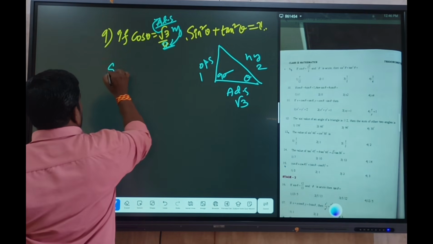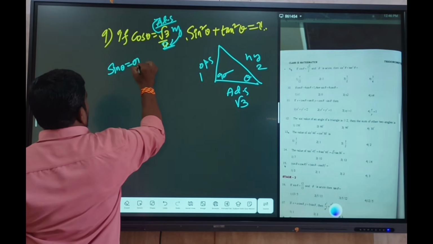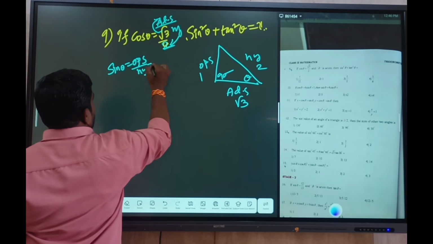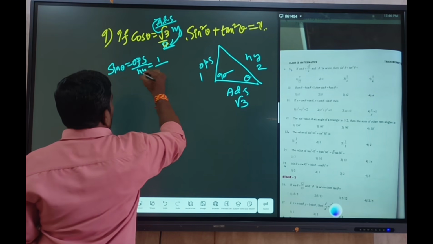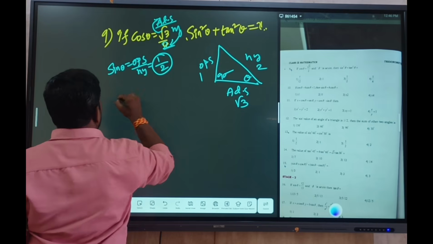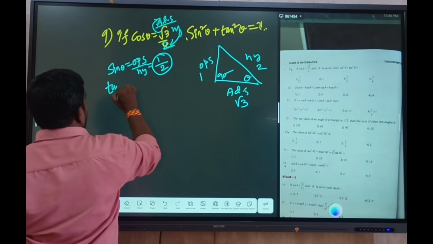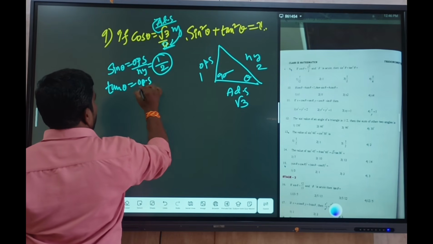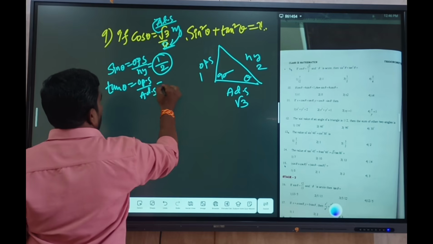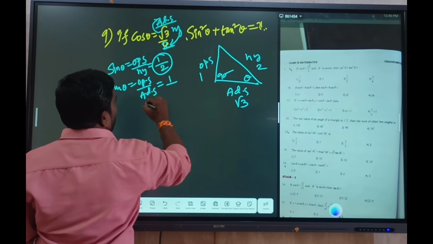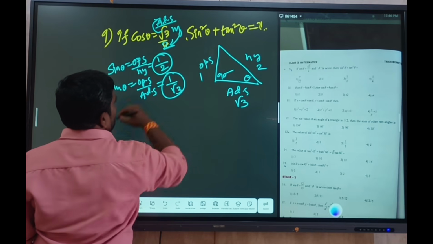Sin theta formula: opposite side by hypotenuse. Opposite is 1, hypotenuse is 2, so 1 by 2. Remaining is tan theta. The tan theta formula is opposite side by adjacent side. Opposite is 1, adjacent is root 3. So this is tan theta.